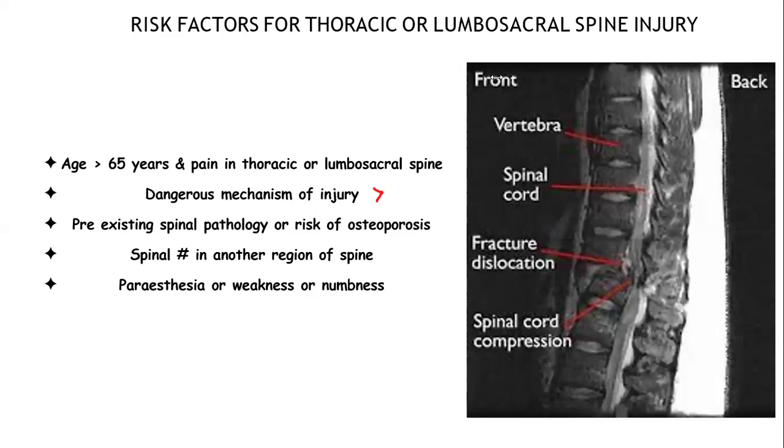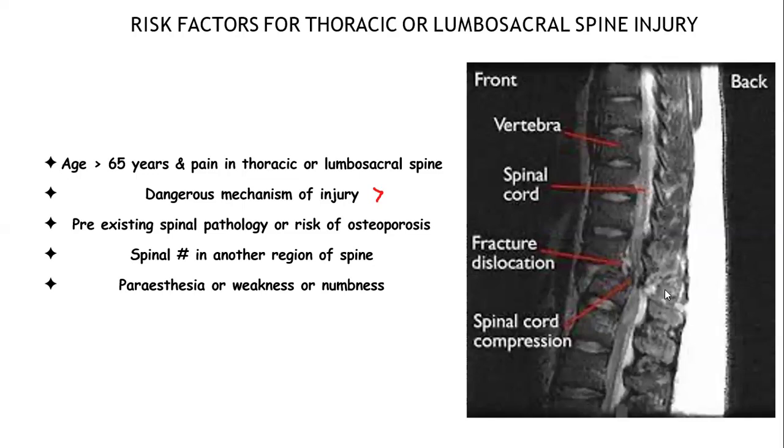So we are almost near to complete the head injuries. Risk factors for a thoracic or thoracolumbar spine injury: age more than 65, pain in the thoracic or lumbar spine, dangerous mechanism of injury, pre-existing spinal pathology like osteoporosis or any previous spinal fracture in another region, and the patient manifesting paresthesia, weakness or numbness of the limbs.